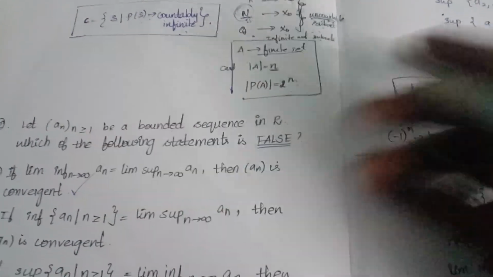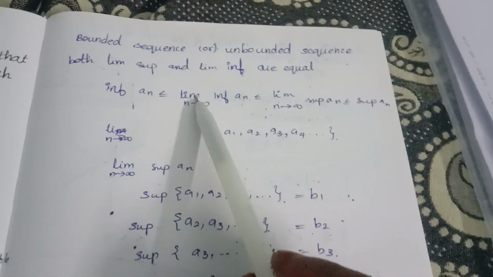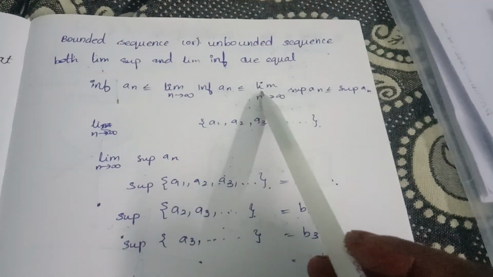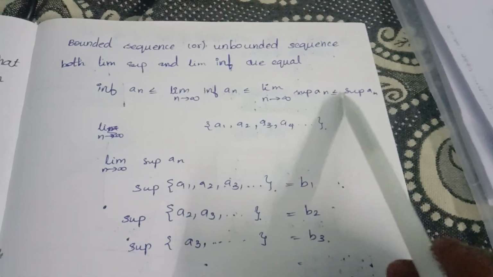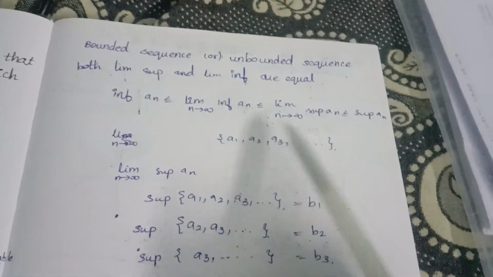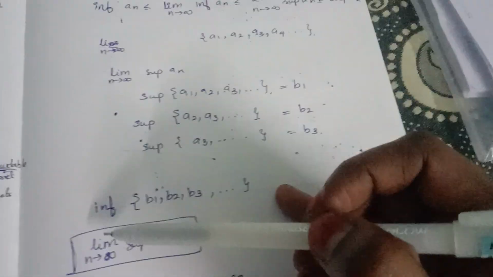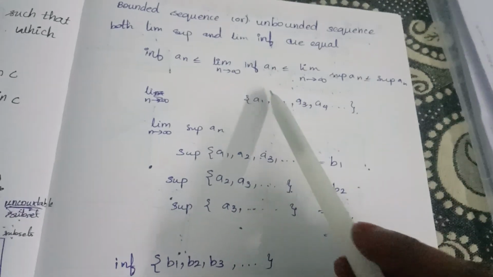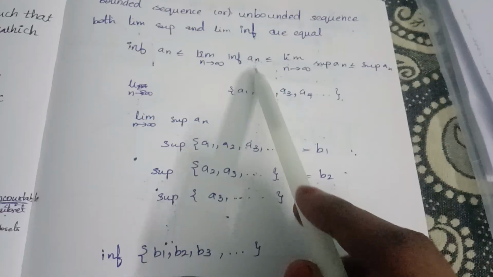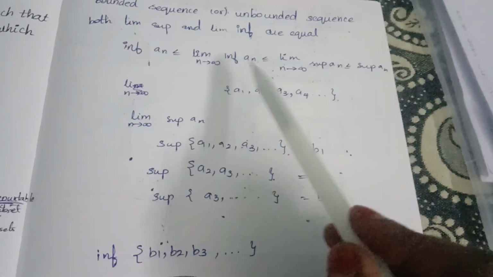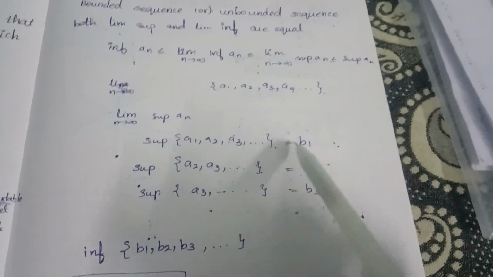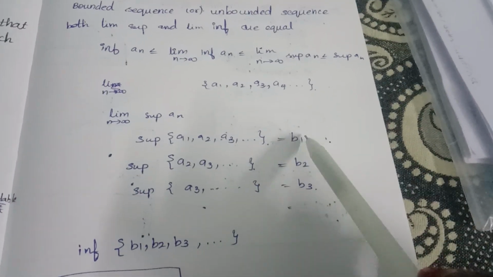Before that, we need to know some formulas. The infimum of a_n is less than or equal to the limit as n tends to infinity of the infimum of a_n, which is less than or equal to the limit as n tends to infinity of the supremum of a_n, which is less than or equal to the supremum of a_n. So what is the limit as n tends to infinity of the supremum of a_n? If we have a_n, up to a1 to an, we take the supremum of a1 to an, and we obtain some value that is b1.